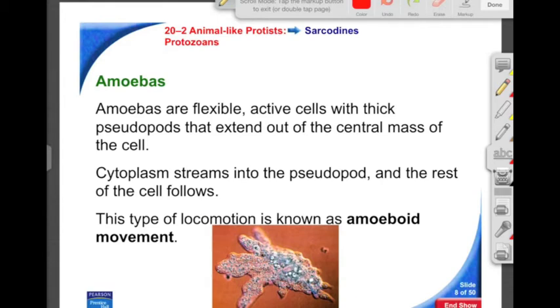So there we go. They're flexible, active cells, and those pseudopods are sort of thick and they extend out. So we refer to that as cytoplasmic streaming. Amoeboid movement, again, your cells do this, specifically your white blood cells, which gets you thinking kind of about the evolution of those cells, right? Where did our white blood cells learn the trick to be amoeboid-like?